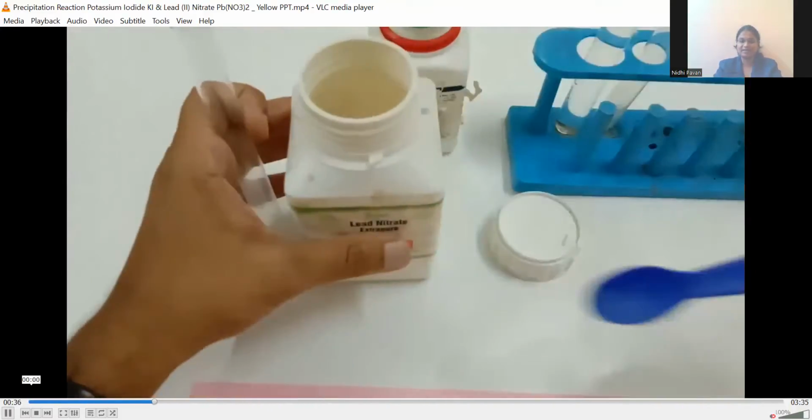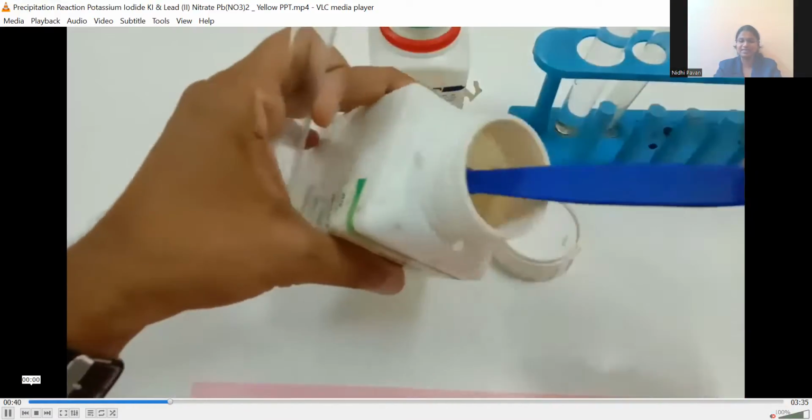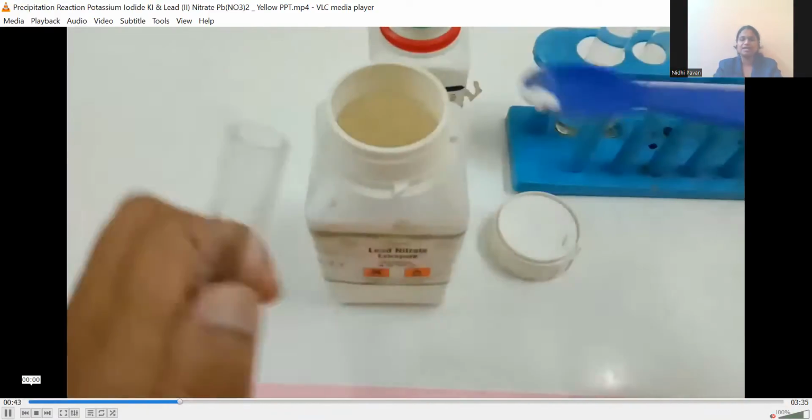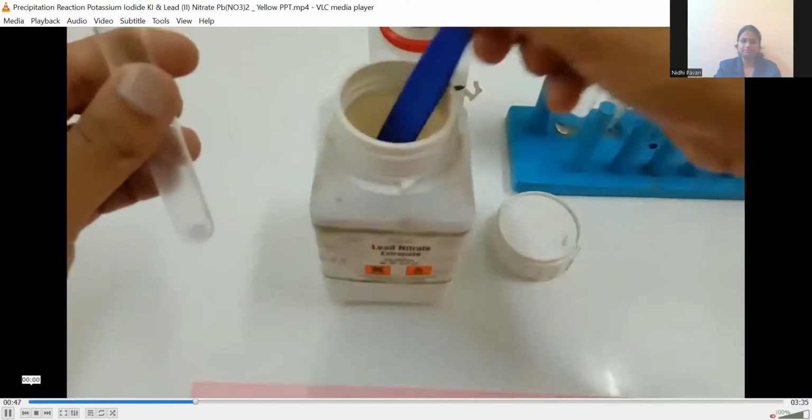See the color of lead nitrate. You can see the color of lead nitrate is white. It is colorless, we can say. So they are taking a pinch of lead nitrate and they are dissolving it in water.